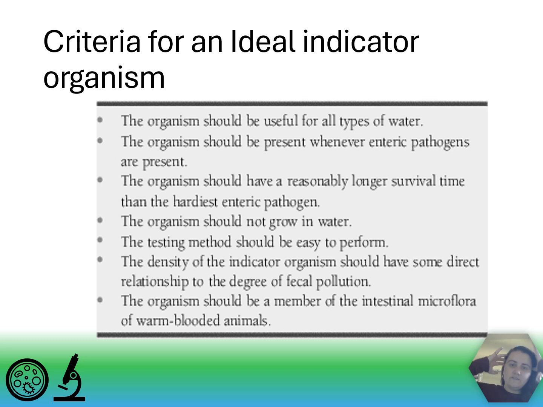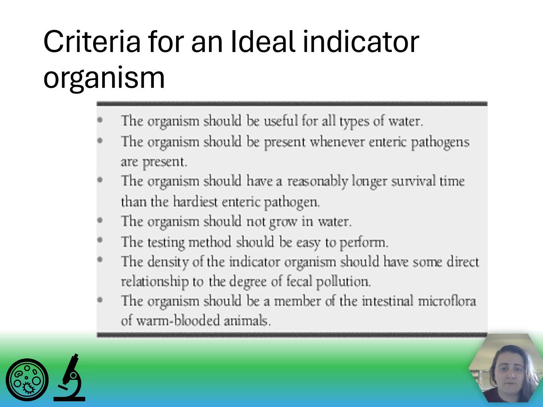So this is a list of the criteria for an ideal indicator organism. It needs to be useful for all types of water. It should be present when enteric pathogens are present, and enteric means part of your digestive system, right? The organism has to have a long survival time so that we can use that to say that there are probably hardy enteric pathogens here as well. We don't want an organism that's going to die off before the pathogens do. So that's important. It shouldn't grow in water.